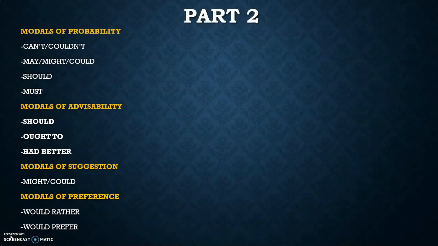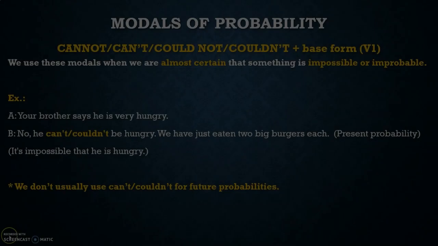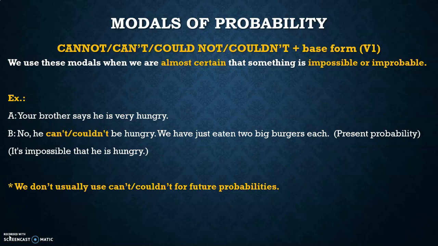Hello again. In part 2, we will talk about modals of probability, advisability, suggestion, and preference. Let's start with the modals of probability. We use can't or couldn't when we are almost certain that something is impossible or improbable.